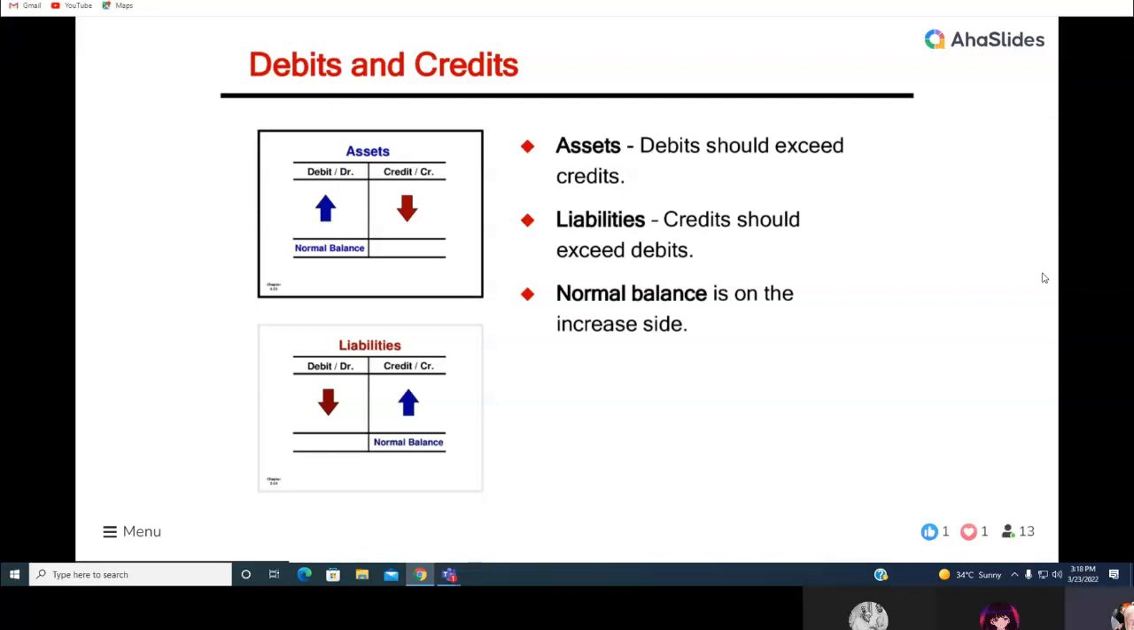If a transaction increases a liability, we record that liability account on the right side. If the transaction decreases a liability, I paid off a debt, I record that on the left side. So you see, debits increase assets, credits decrease. Liabilities, the opposite. It's on the other side of the equal sign. Liabilities increase by a credit, and decrease by a debit.